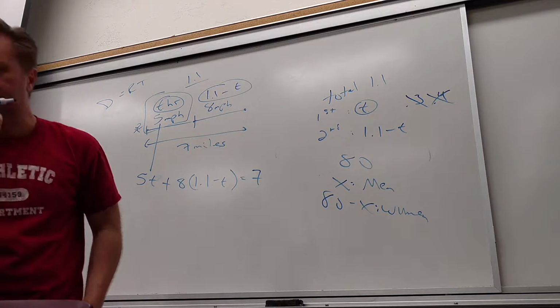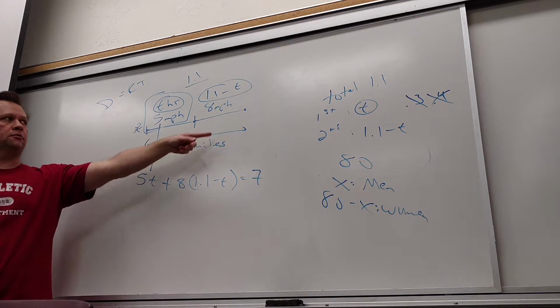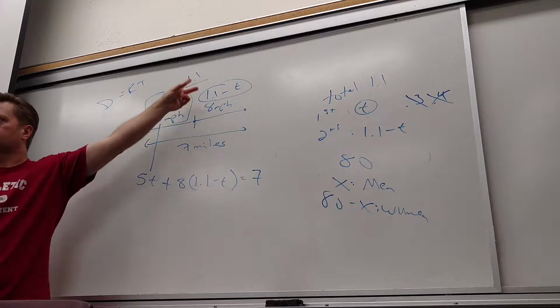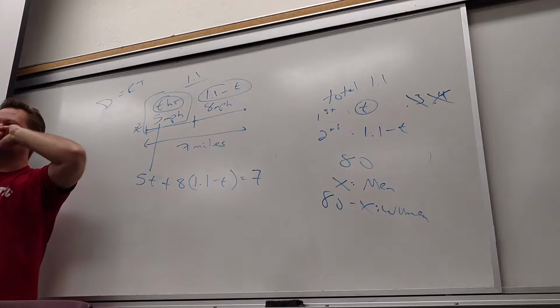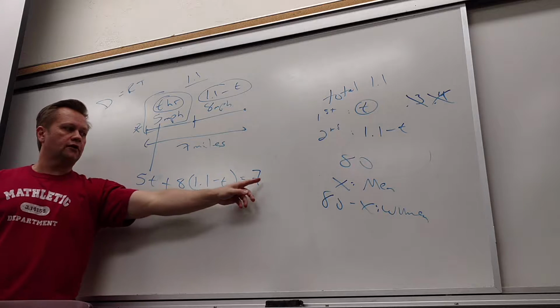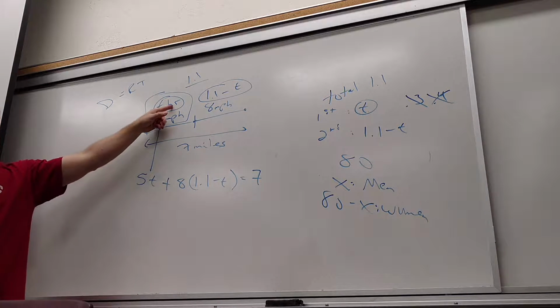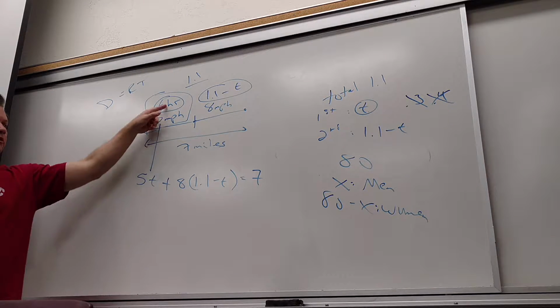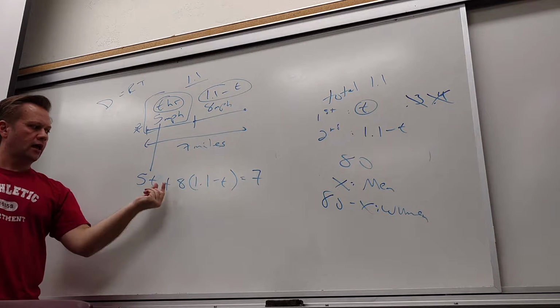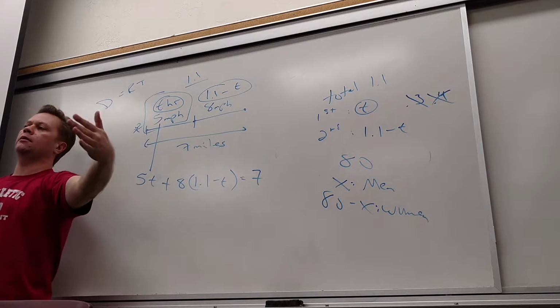And then all you've got to do now is solve it. So they did all the hard part for you, to be honest. This kind of stuff is the hard part. Then you just got to piece together, well, if I want distance, I got to do rate times time. That's distance. So rate times time, bam. Rate times time, bam. Add those two distances together, they've got to make 7 total.